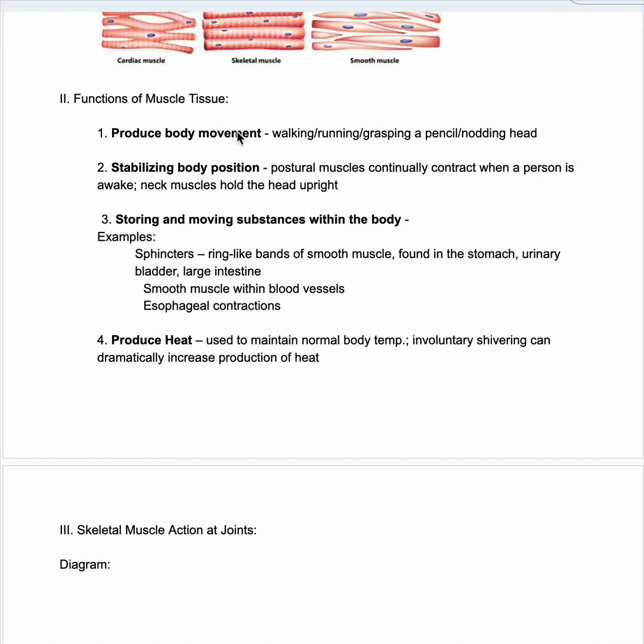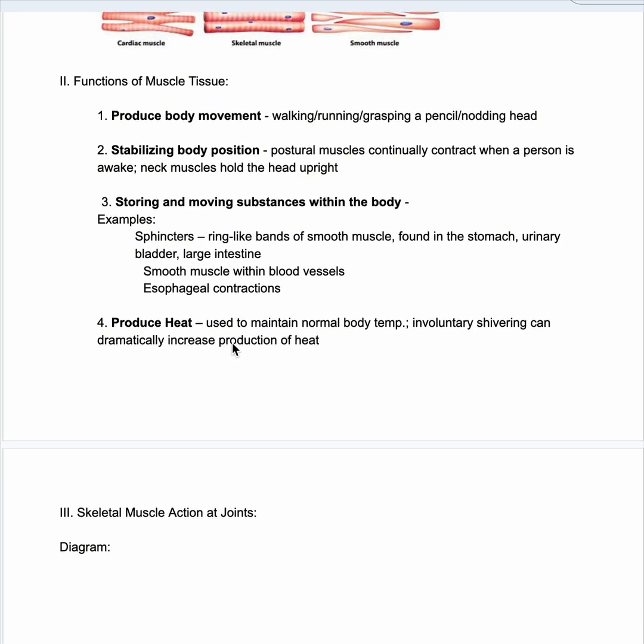Now, muscles also help with storing and moving substances within the body. For example, sphincters, which are ring-like bands of smooth muscle specifically, found in, let's say, the stomach, the urinary bladder, the intestines, smooth muscle within blood vessels, like I just talked about, endothelial tissue, and esophageal contractions. So things like these moving substances are done through the help of these muscles.